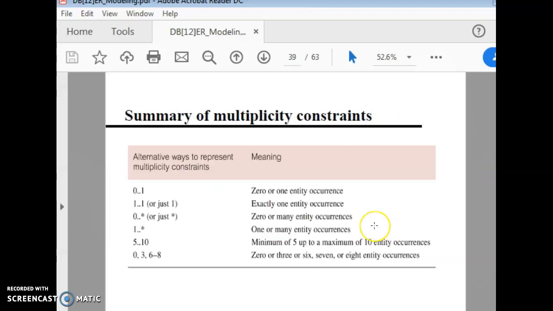This is a summary of multiplicity constraints. You can see 0 to 1 means 0 or 1 entity occurrences. 1 to 1 means exactly one entity occurrence. 0 to many, 0 or many entity occurrences. 1 to many means 1 or many entity occurrences. 5 to 10, a minimum of 5 up to a maximum of 10 entity occurrences. And here 0, 3, 6 to 8 means 0 or 3 or 6, 7 or 8 entity occurrences. So these are some examples for the multiplicity.